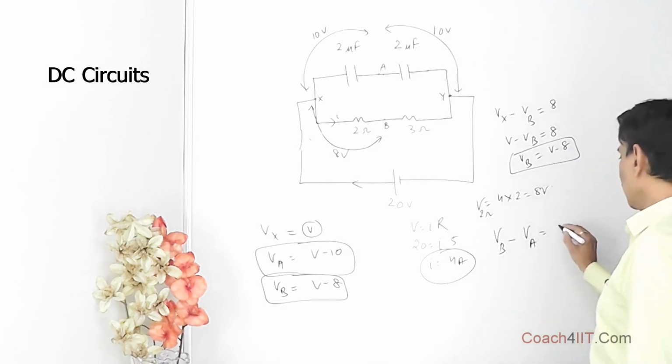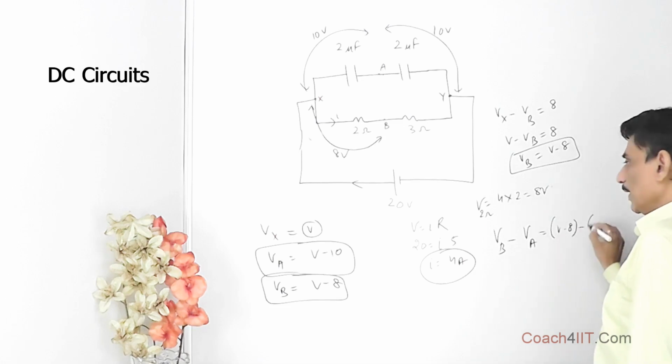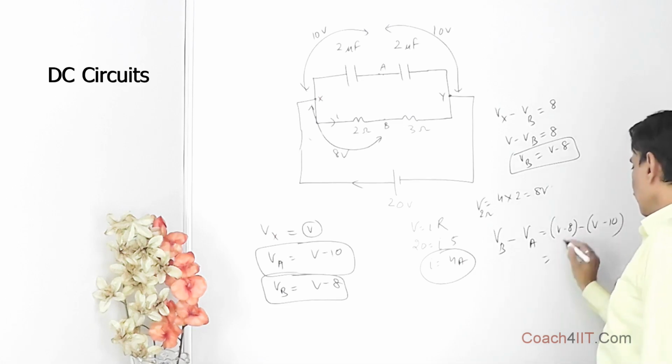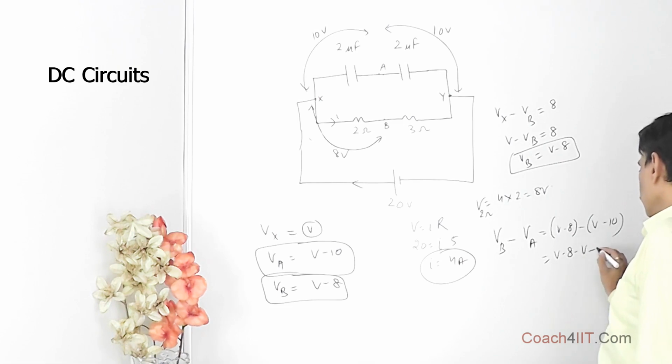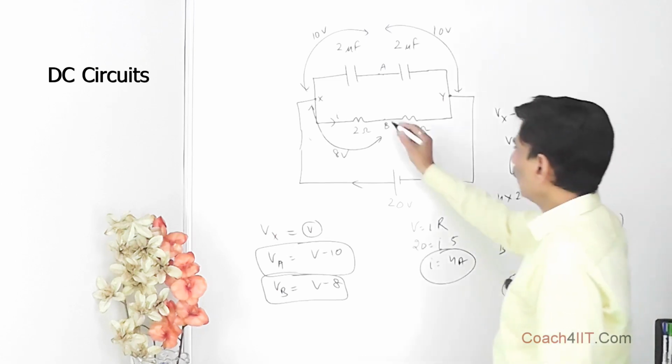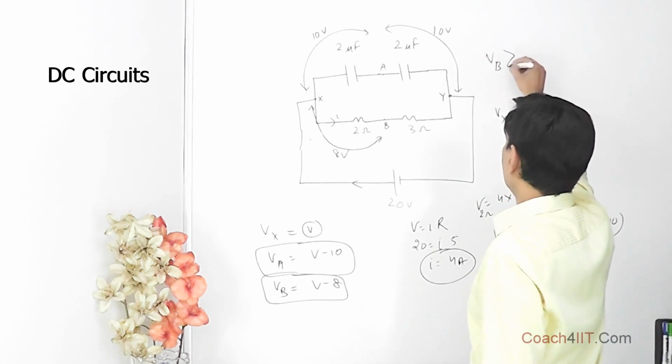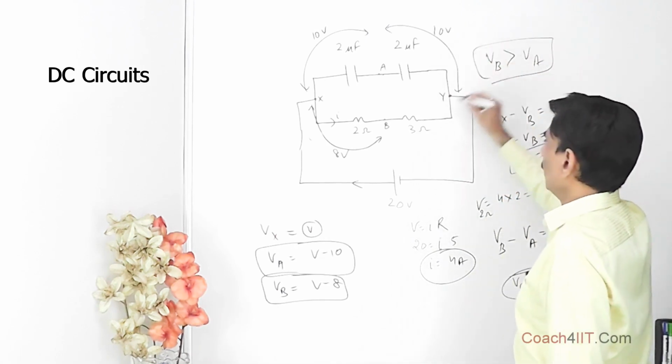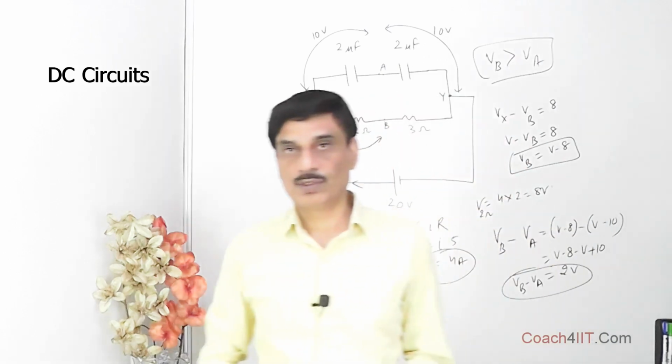Vb minus Va, that is V minus 8 minus (V minus 10), is equal to V minus 8 minus V plus 10, which is 2 volt. That is, Vb minus Va is 2 volt. Vb is greater than Va, and the potential difference between this and this is 2 volt.